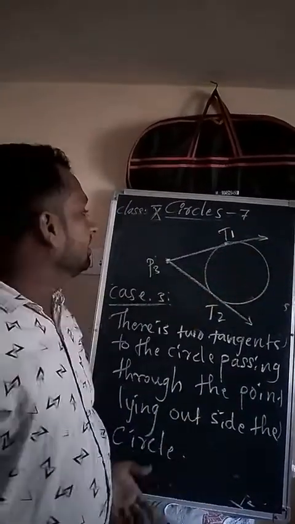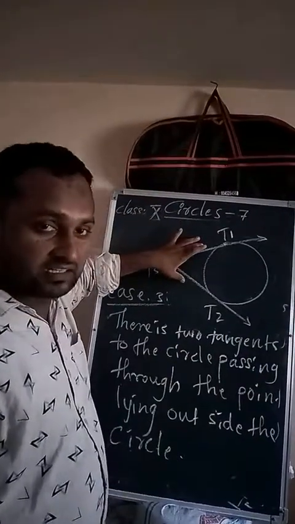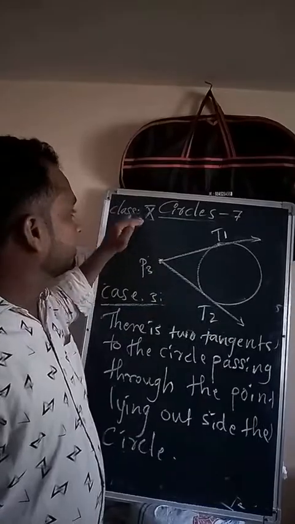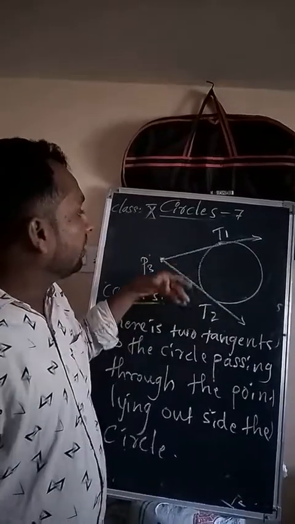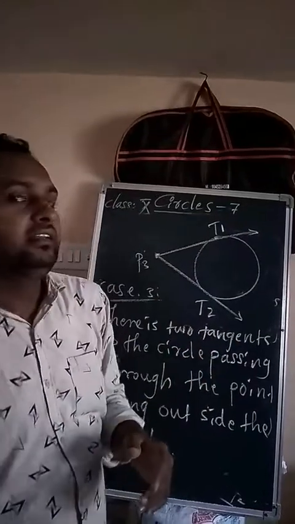Then what about the length of the tangents of this given circle? One theorem is there, that is theorem number 10.2. What is the length of these two tangents? We can see in the next class.